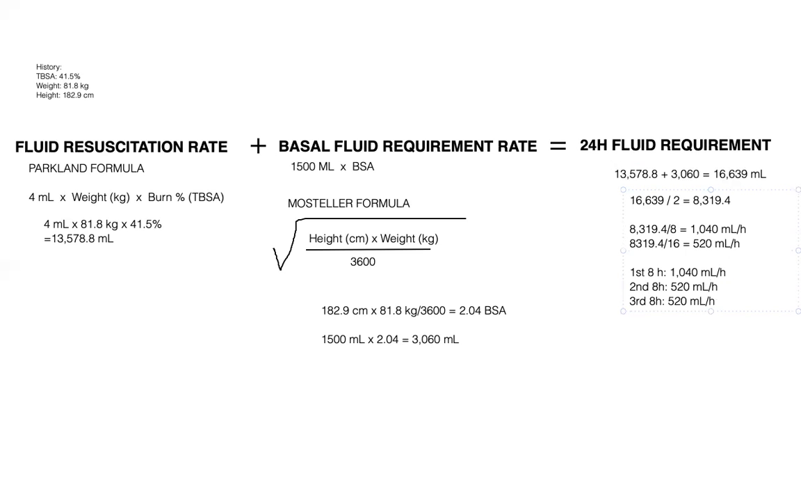Now this is a guideline, like we looked at the algorithm. It changes based on your urine output. If you have urine output issues, you're going to start the algorithm at this 1,040 per hour. So let's do the rest of it based on that 1,040.